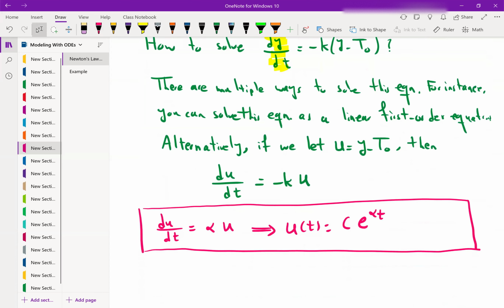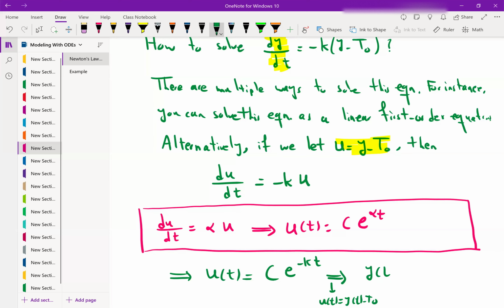So I immediately know from this that u of t is C e to the negative kt, where C is an arbitrary constant at this stage. This is the general solution of our ODE. And so what will be y of t? Notice that u is y minus T naught. So u of t is equal to y of t minus T naught.